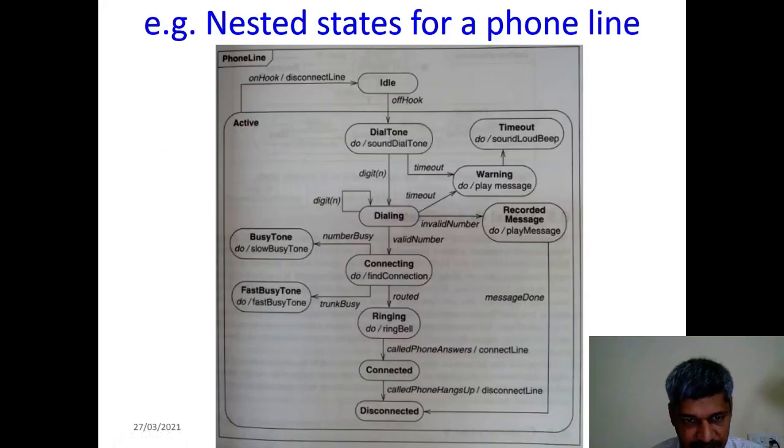That also I have explained. Basically, if there is an on hook transition, from any state, if this on hook event happens, it will move towards the idle state. That's about nested states. All the states within this contour, within this active state, are nested states for active.